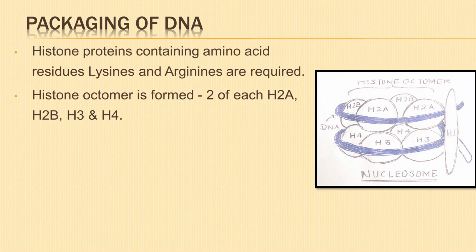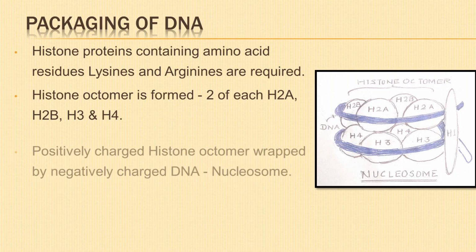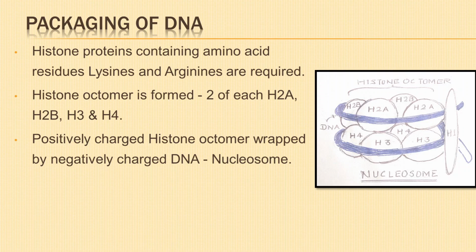Histones are organized to form a unit of 8 molecules called histone octamer. There are 2 of each H2A, H2B, H3 and H4. The negatively charged DNA is wrapped around the positively charged histone octamer to form nucleosome.